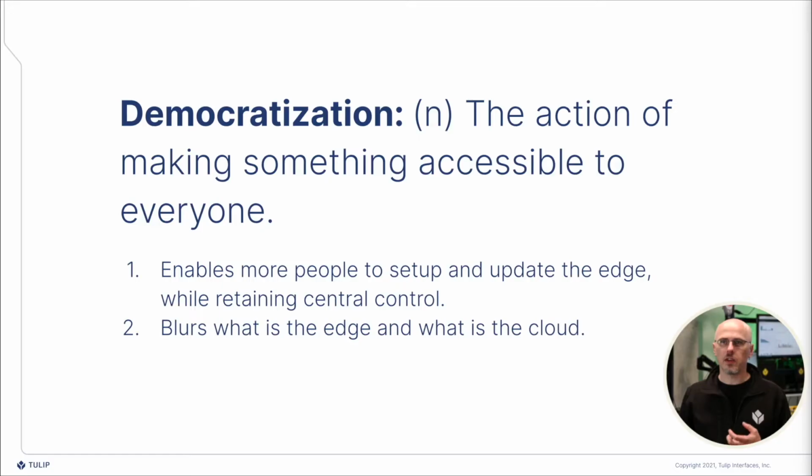Resiliency to network interruptions comes from the decentralization, while at the same time there is the ability to maintain some control that comes with centralization. So let me speak a little bit to what I mean by democratization here. This is fundamentally about making stuff accessible to everybody. Right? It means that an individual is able to set up and update their own edge.